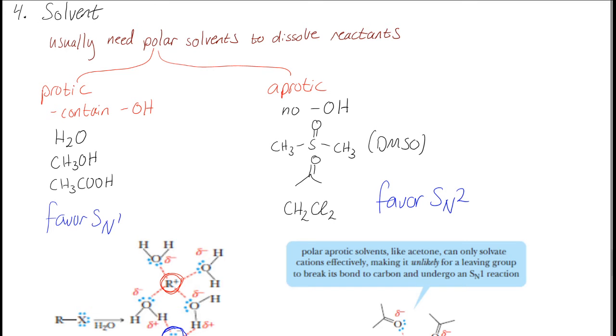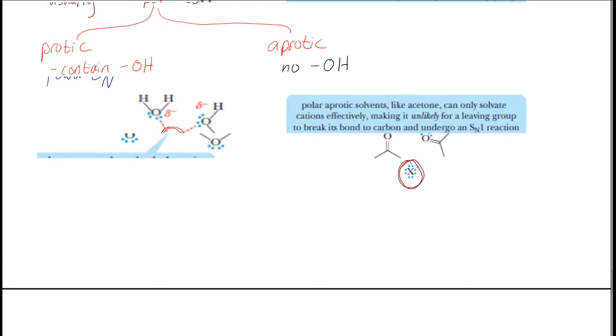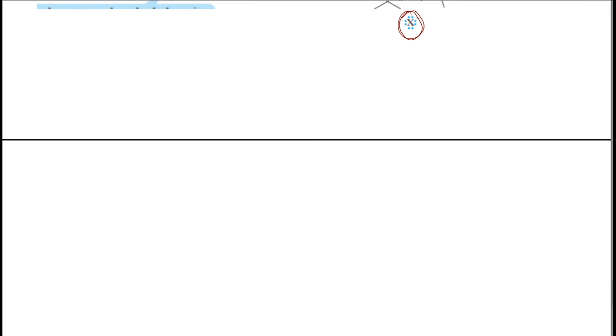All right, so let's look at some examples now where we look at some particular reactions and try to decide what the product's going to be based on these factors. Let's see if I can find it.